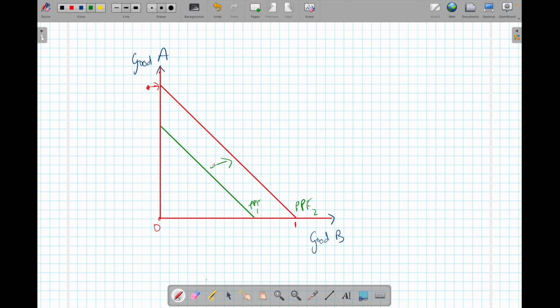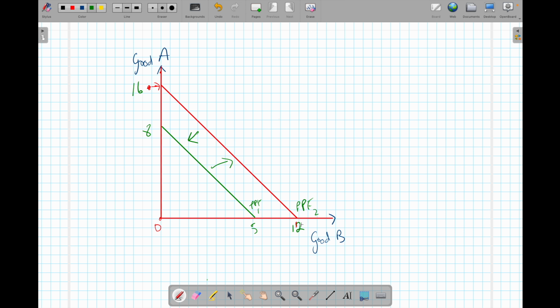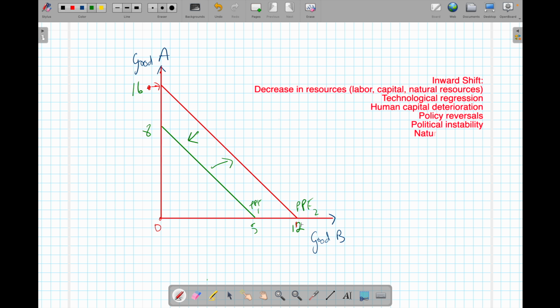Now, the opposite could happen as well. What happens when you lose resources? Resources could run out. Land sometimes slips into the sea. This causes the production possibility frontier to shift inward. You can produce less of both types of goods. So if you're producing, let's say 5 and 8, when it shifts outward, you're able to produce 16. You're able to produce, let's say, 12. This outward shift shows that you can produce more of both types of goods. There are other reasons as well, and I will list them right now.